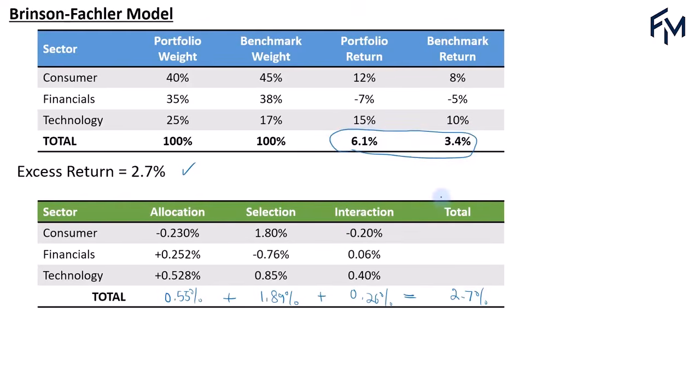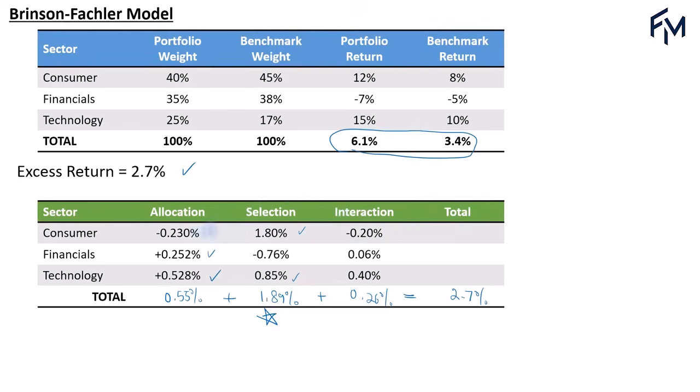So when we explain the manager's performance, which is performance attribution, we would say that out of the 2.7%, most of it came from the selection effect. So the manager is in a way skilled in selecting securities for the consumer sector and the technology sector. In terms of the allocation effect, the manager has made the right allocation decision in terms of financials and technology. Now, the interaction effect is more of a residual effect here. It's an interaction between the allocation and the selection effect.